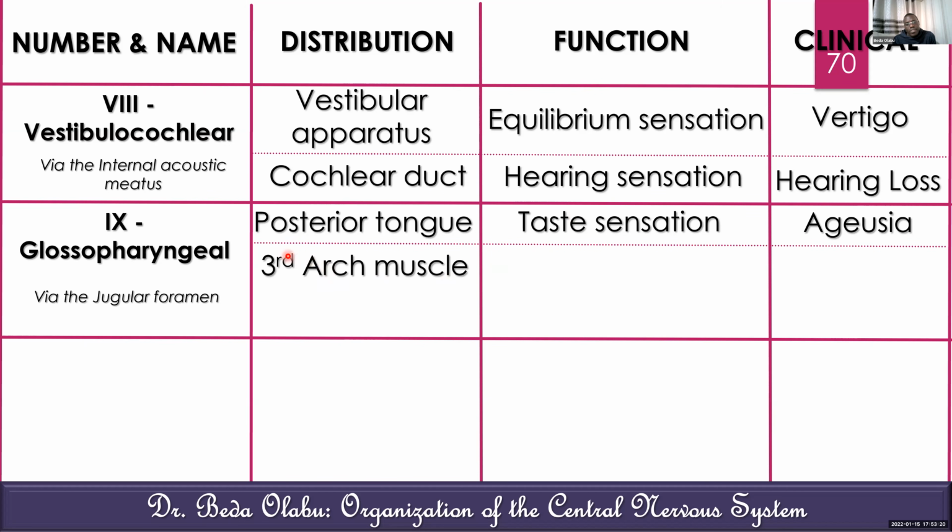Also, the glossopharyngeal nerve supplies the muscles of the third pharyngeal arch. The muscles of the third pharyngeal arch are particularly only one muscle. We call it the stylopharyngeus muscle. The stylopharyngeus muscle is a muscle of the pharynx. And so remember, pharyngeal muscles are important in swallowing.